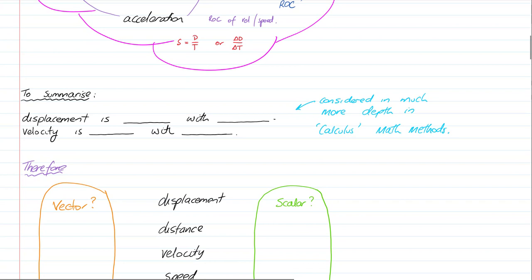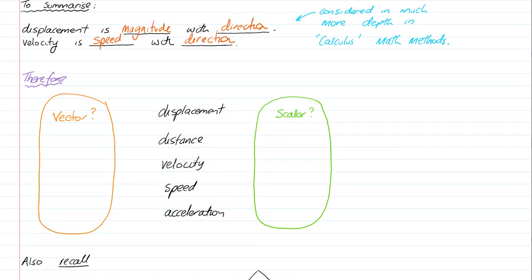So to summarize, displacement is the magnitude or the distance with direction. Velocity is the speed with direction. That's why when you're driving on the road, you will quote your speed, but you won't necessarily quote your velocity, because we don't care which direction we're traveling, we talk about speed. We'll look at this a lot more in math methods, but for now, this is what you need to know.